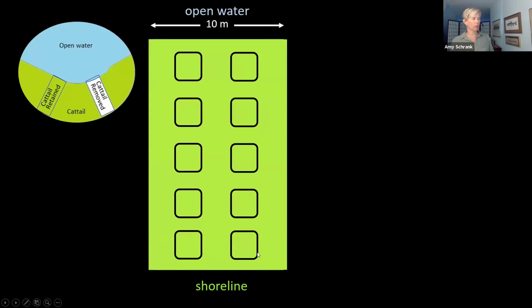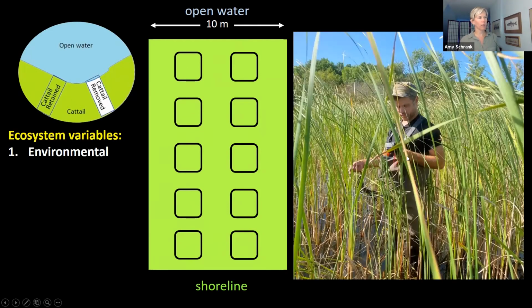Just to give you a few more details of our methods. So this big green rectangle is actually one of these sites, sort of pulled out. At each of these sites, we have 10, you could call them subplots. Here's the shoreline for reference, and here's open water. Remember, these sites are about 30 feet wide. And we'll measure ecosystem variables at each of these subplots. So for example, we have a set of environmental variables here, and you can see this is Mike, one of our grad students, measuring environmental variables in a subplot.